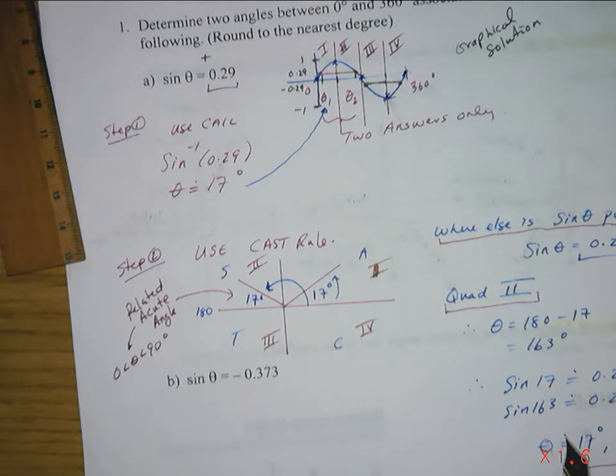So if you plug in 163 into sine, you're going to get approximately 0.29. And if you plug in 17 into sine, you're going to get approximately 0.29. And it gives you your two answers. And that's all there is to it. Pretty simple. All right, I'm going to stop this and come back, and we'll do the next example.